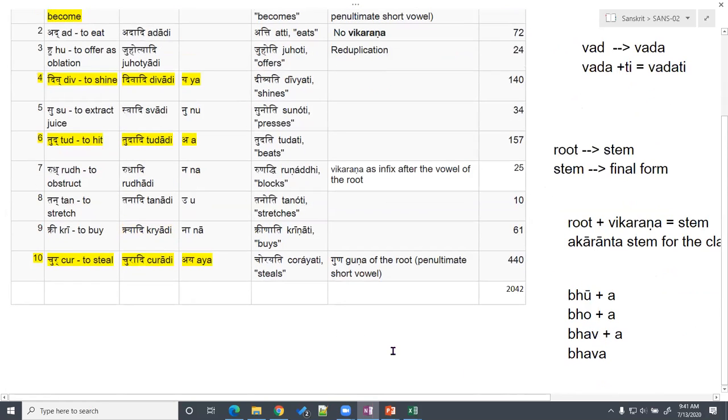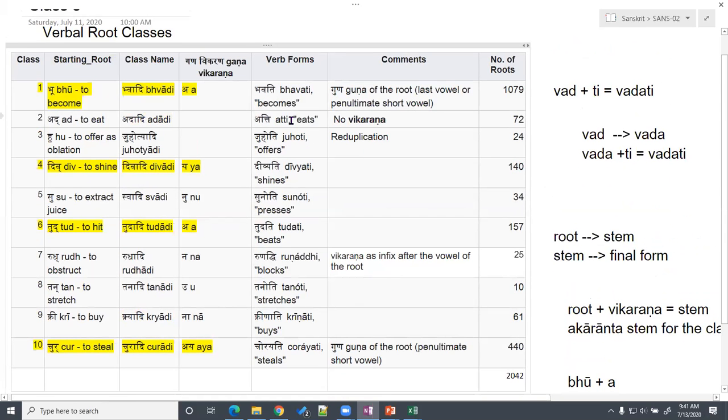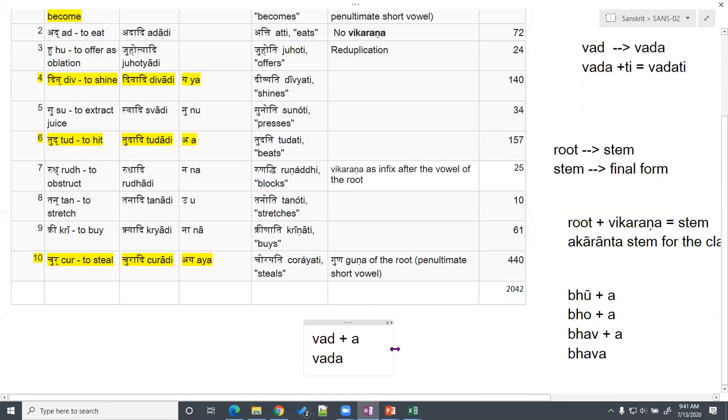But when we have something like vad plus a, the penultimate short vowel is akara. There is no akara for guna except akara itself. In that case, the stem is simply vada. That's all. It's not that you have to apply guna every time. Whenever applicable, you have to apply guna. So it becomes vada, and then again the forms will become vadati, vadataha, vadanti, like that.